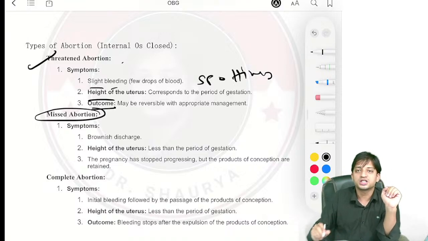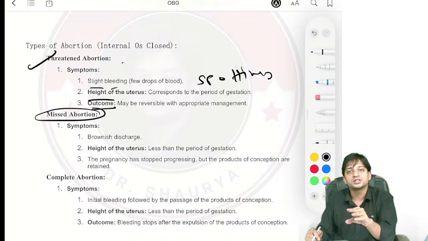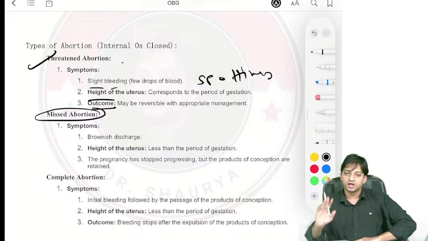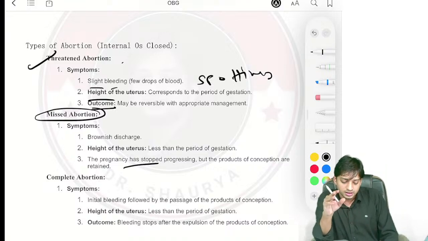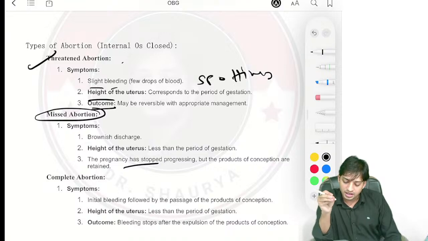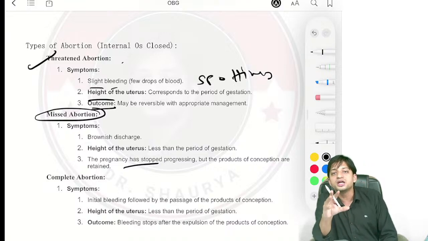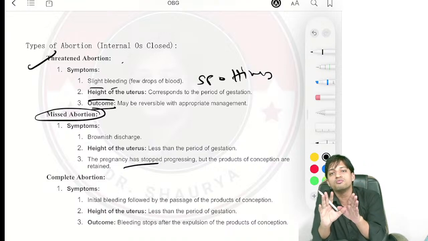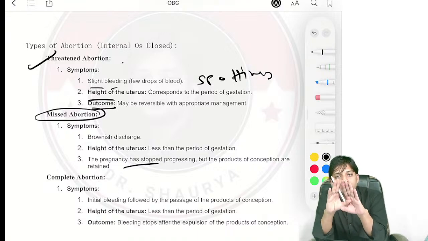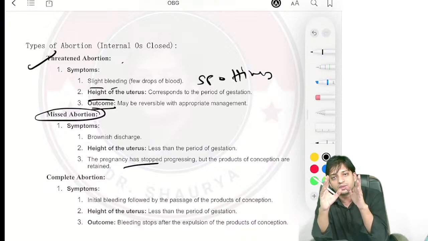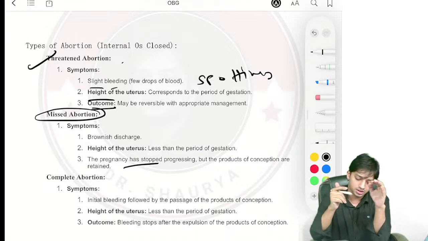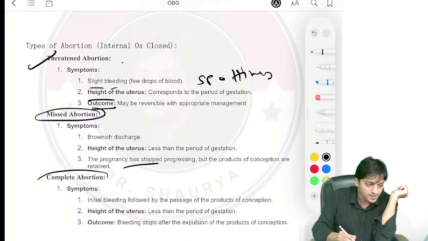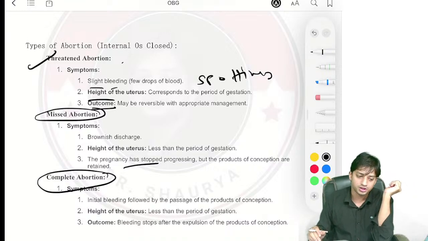But in case of missed abortion, what will be the symptom? The discharge will be brownish discharge. Height of the uterus will be less than the period of gestation. Here the pregnancy has stopped progressing. That means the products of conception are still retained in the uterus or the womb of the mother. The fetus has died, but the products of conception are still retained in the uterus. That is missed abortion.